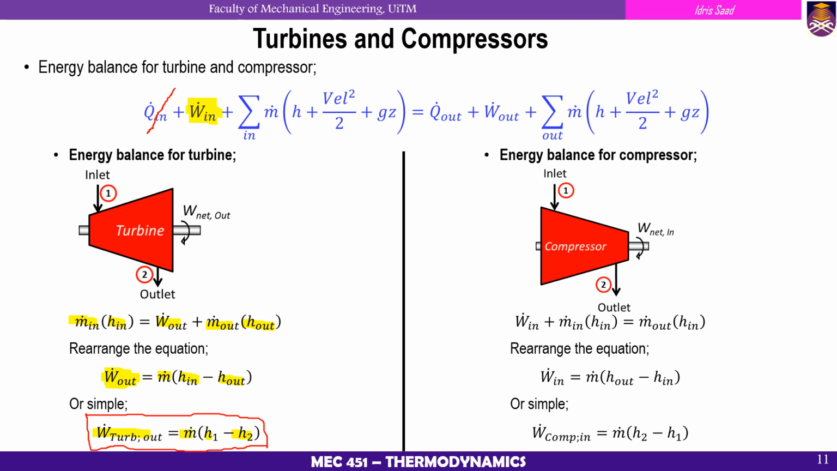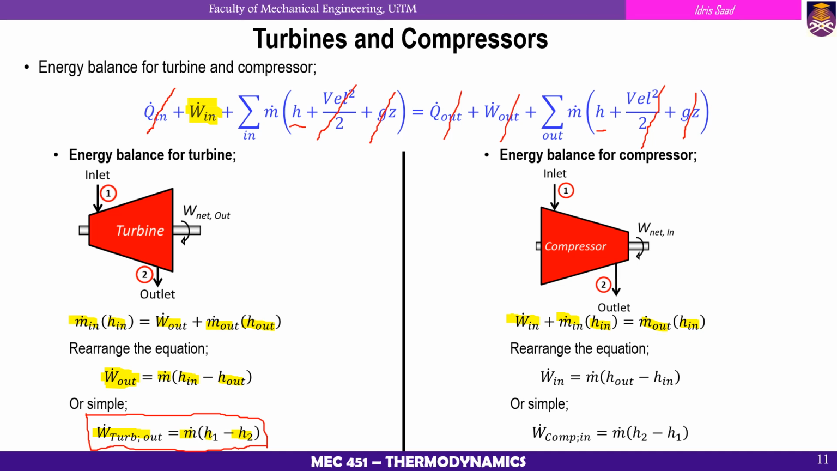Next, we assume that the kinetic energy and potential energy are very small compared to h, so we can cancel them out. Similarly, we don't have Q out here, and we don't have work out for the compressor. Thus, our energy balance for the compressor is W dot in plus m dot in times h in is equal to m dot out multiplied by h out.